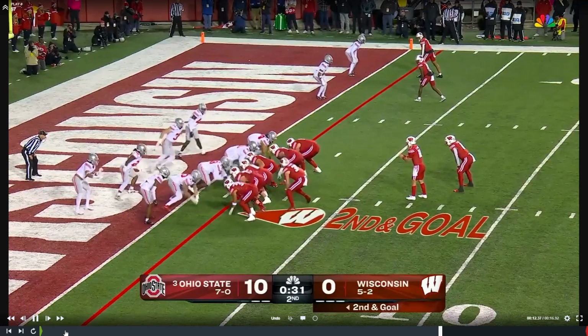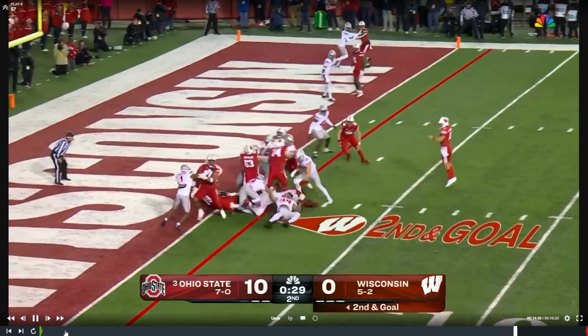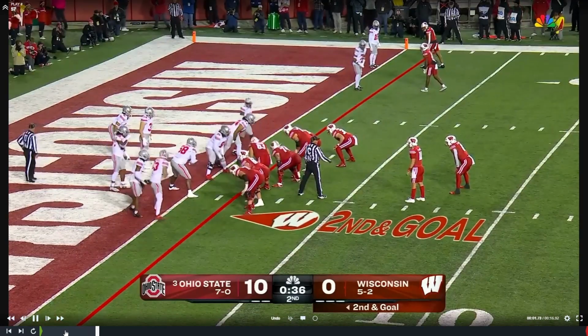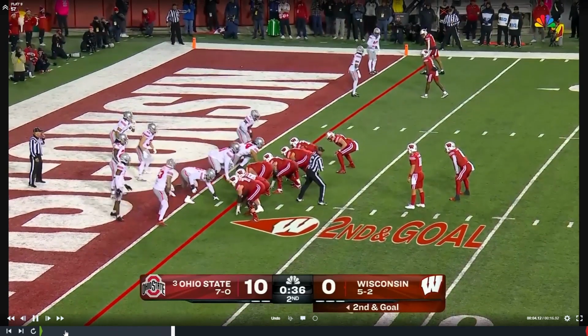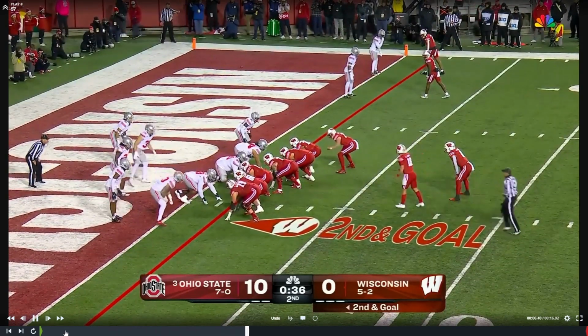Okay? Watch Kyle McCourt when they run their under center snap. That's a little high snap. That doesn't affect the outcome of this play. The speed of the snap doesn't affect the outcome of this play. What affects the outcome of this play?